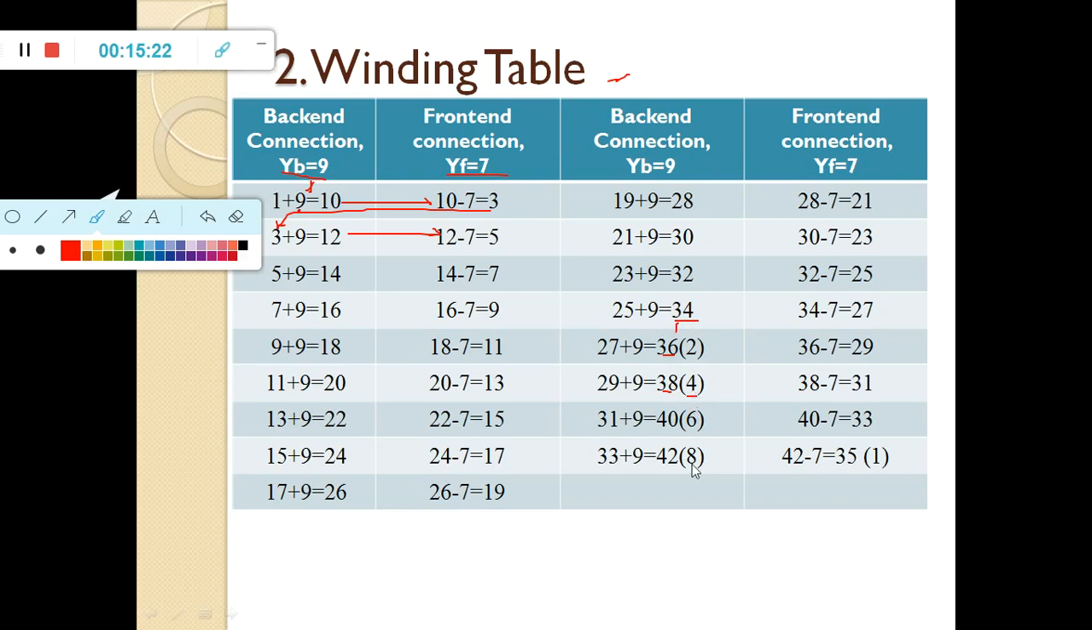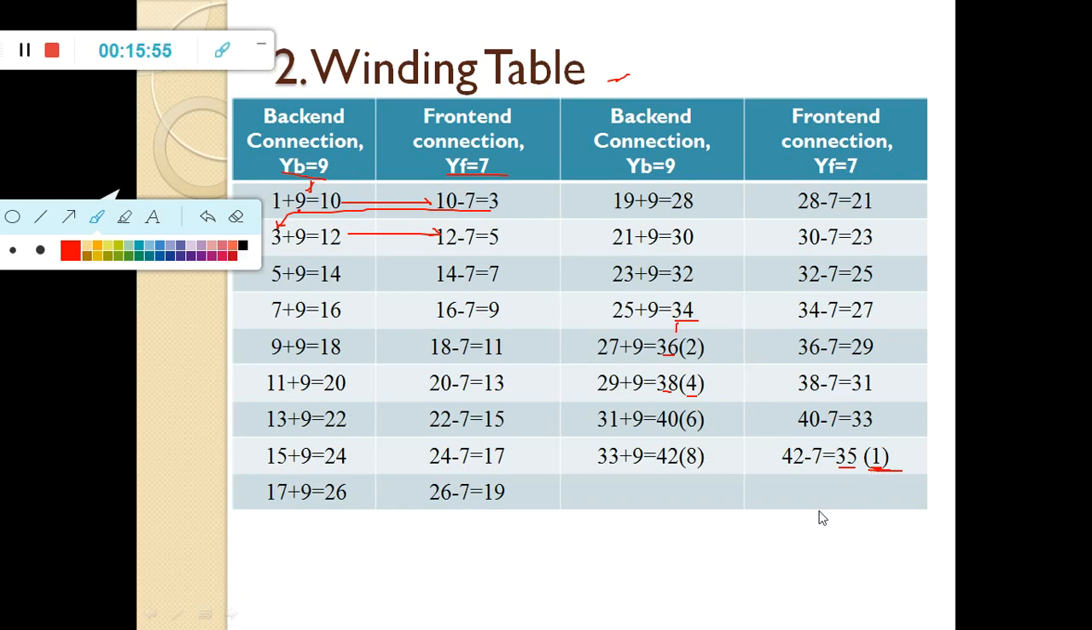So how long do I need to write this winding table? Till you get 1 at the front end connection. Clear? For example, here I got 35. 35 minus 34. Why 34? As I already said, I have only 34 conductors. 35 minus 34 is equal to 1. So when you get 1 at the front end side, then you can stop writing the winding table. Clear? Right. Now this is the second step, the winding table.